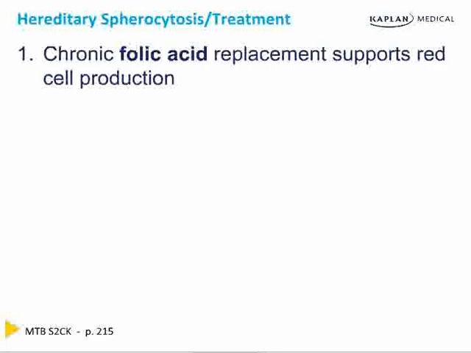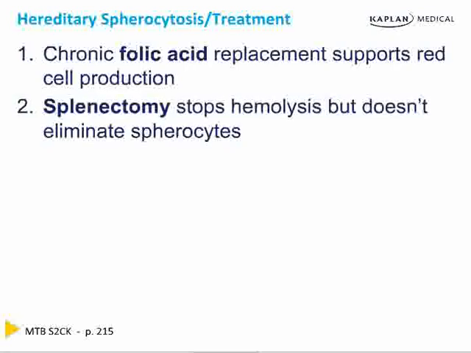Spherocytosis simply needs chronic folic acid replacement because it supports the red cell production. If people have really bad disease, you need to remove the spleen. The spleen is the site of where the red cells are destroyed. You don't get rid of the spherocytes, but splenectomy stops the hemolysis. Even if it doesn't eliminate the spherocytes, it does stop the destruction.